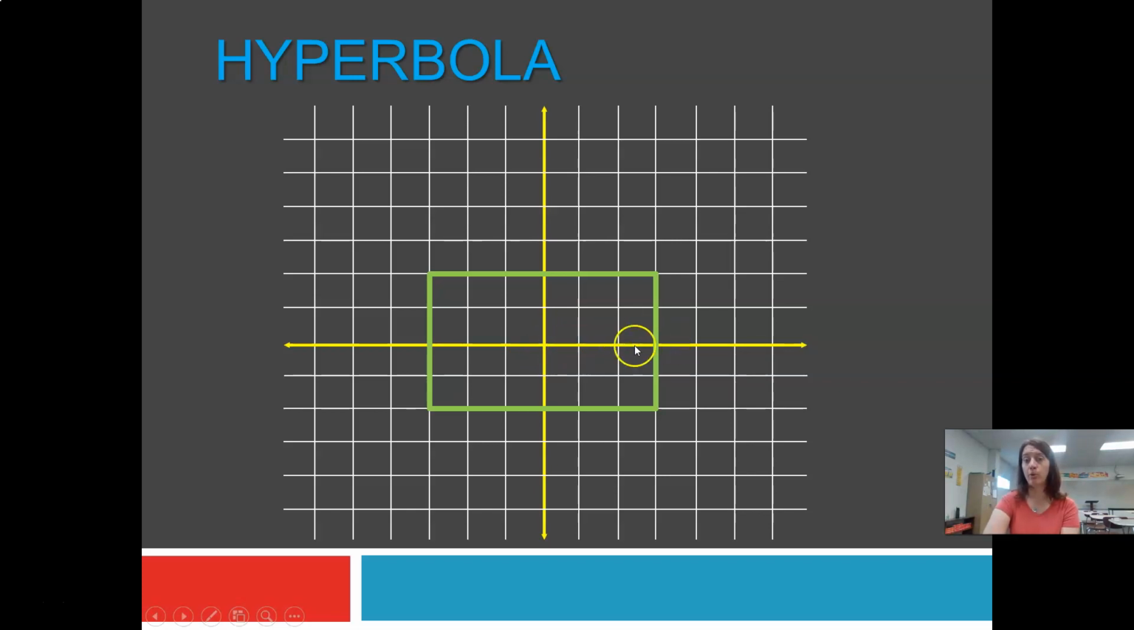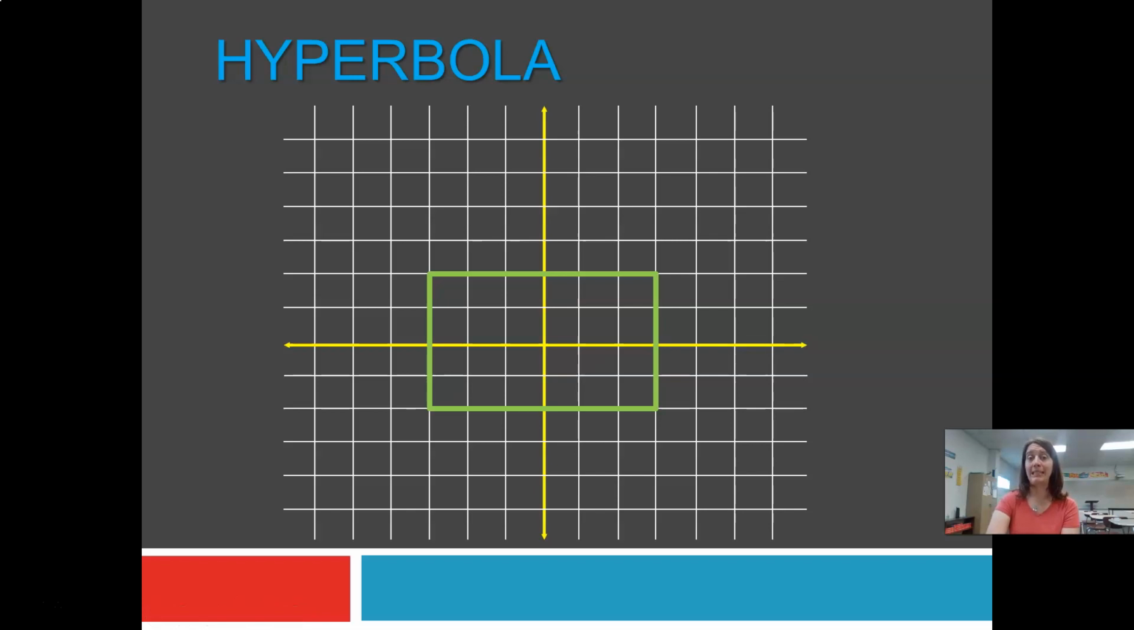So 1, 2, 3 to the right, 1, 2, 3 to the left. The b, which was underneath the y for this example, was 2. So I went up 2, and I went down 2. So I made my rectangle connecting those 4 different points. Now we're ready for step number 3.